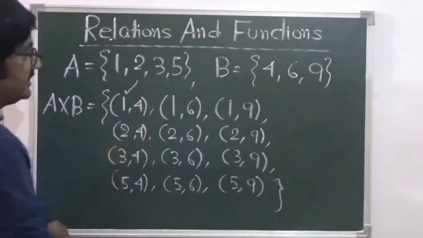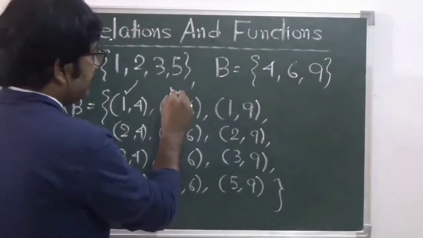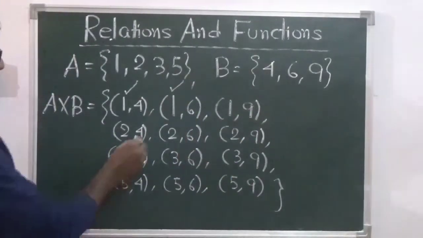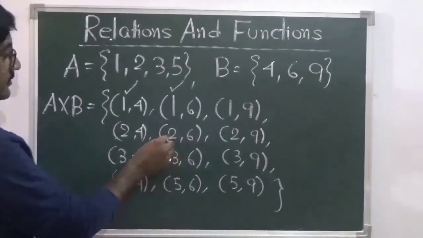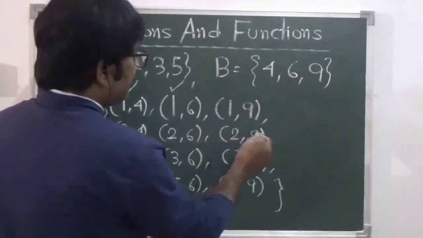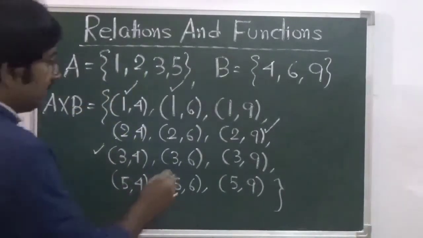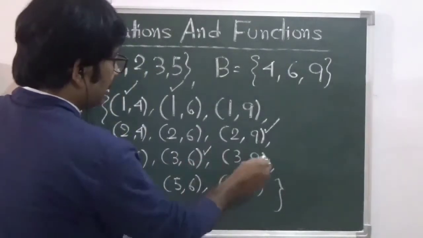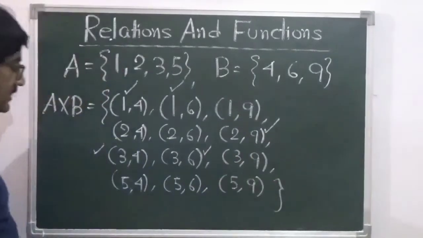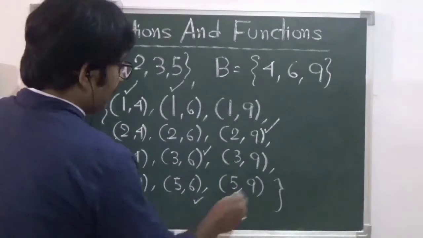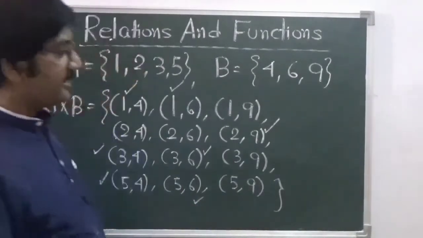1 minus 4, this is odd. 6 minus 1, 5, this will give you an odd number. 9 minus 1, 8, even number. 4 minus 2 is even. 6 minus 2, 4 is even. 9 minus 2, this is odd. 4 minus 3 is odd. 6 minus 3 is odd. 9 minus 3, 6, that is even. 5 minus 4 is odd. 6 minus 5 is odd. 5 minus 9 or 9 minus 5, that is even.